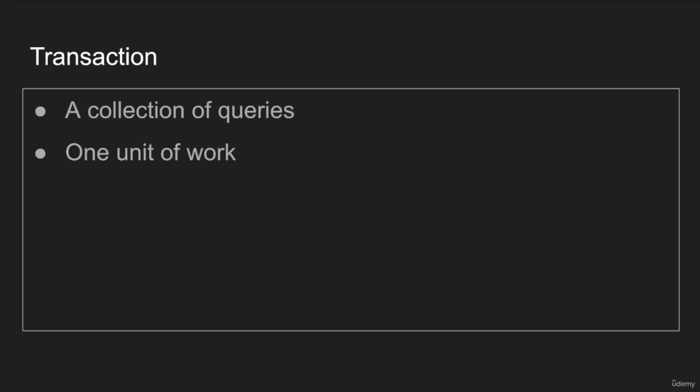You begin a transaction, and then you do queries 4, 5, 6, 7, 8, 9, 10, and then you end the transaction. And that's one unit of work. This is logically one thing that cannot be split, and we're going to come to that.